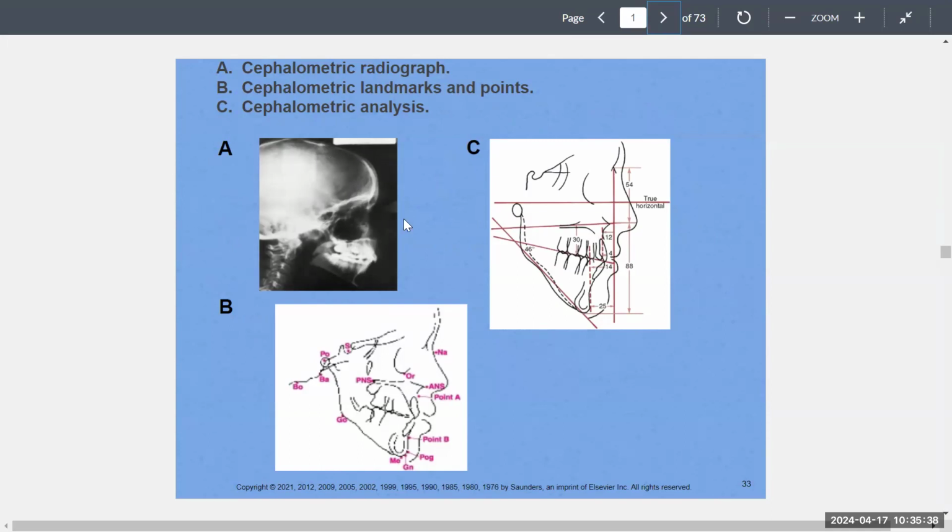You can see it from the side, whereas a panoramic is more of a pumpkin view, mostly from the front. Okay. And these are landmarks, and those are the points that we were talking about: point A, point B, point C. Okay, lots of angles, lots of things go into this, as well as this analysis.